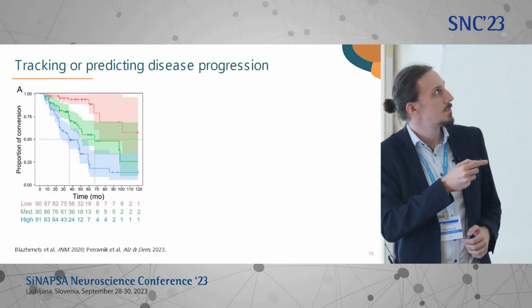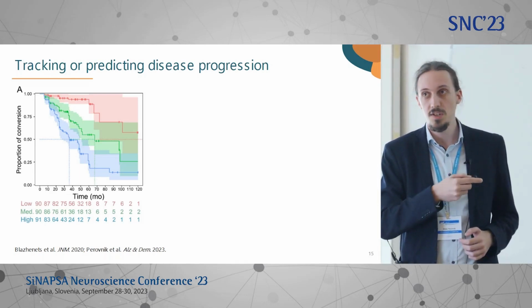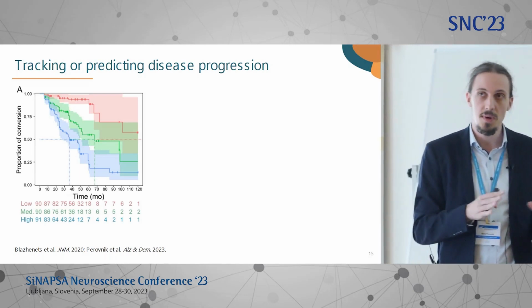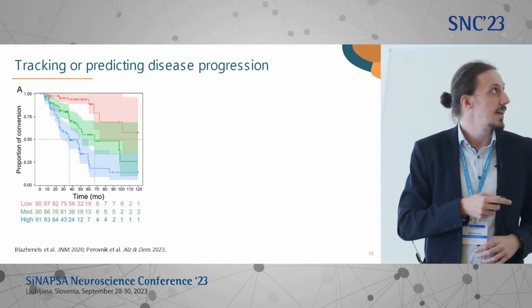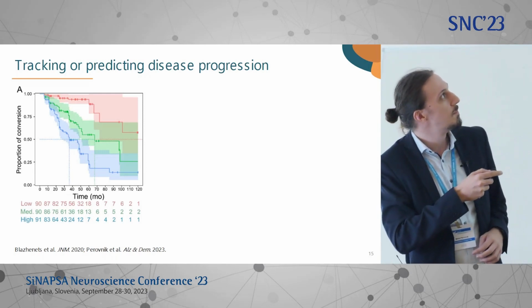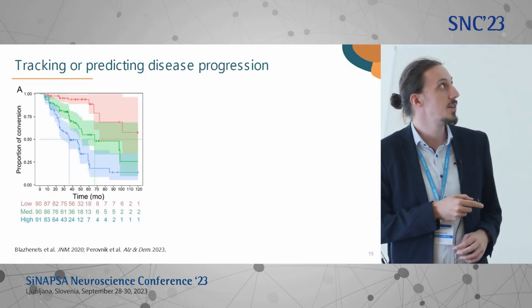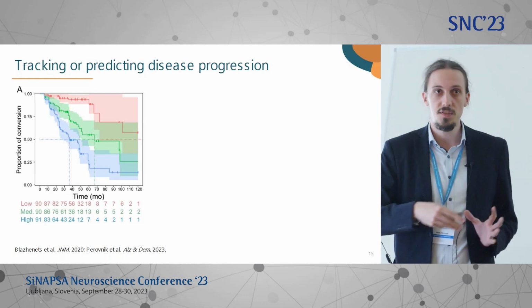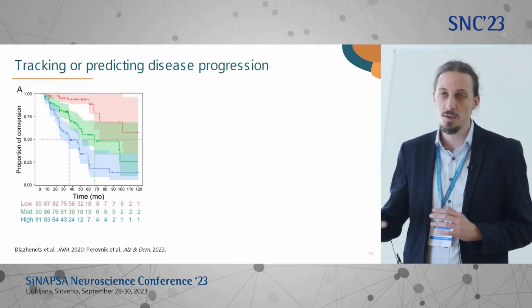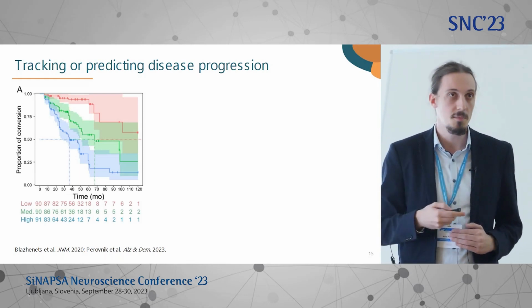So pattern expression is measured at baseline in patients with mild cognitive impairment. And those patients shown in blue, so this is this line, have very high expression of the pattern, and they are progressing faster from mild cognitive impairment to dementia. So it can also be used as a prognostic biomarker.